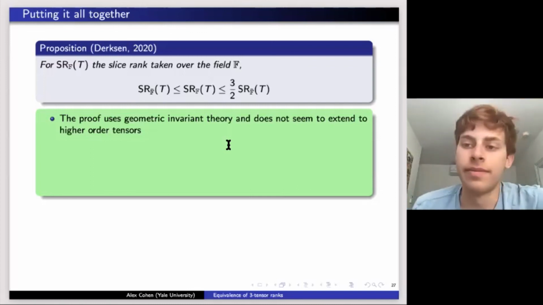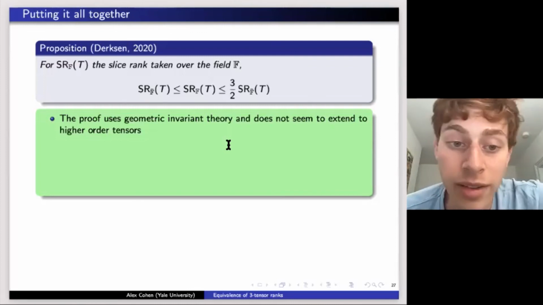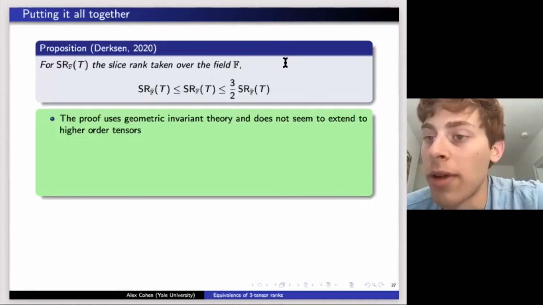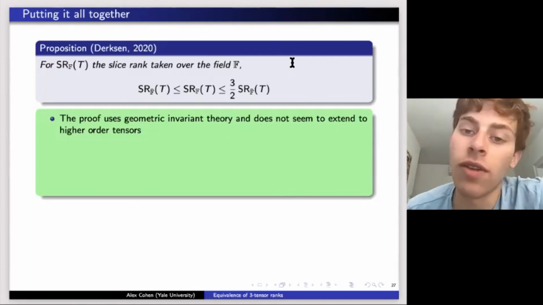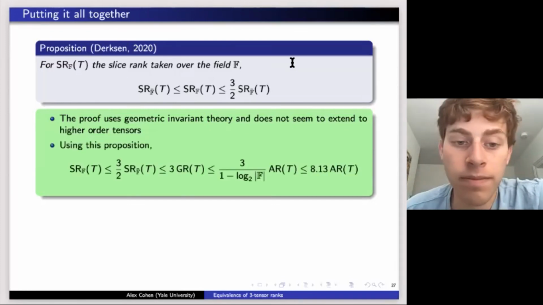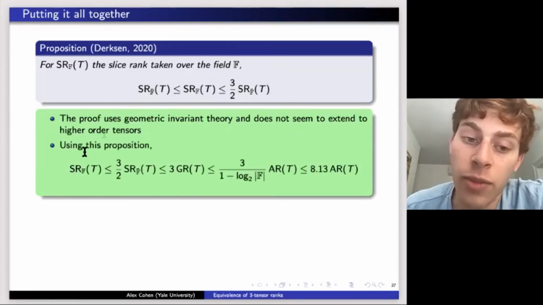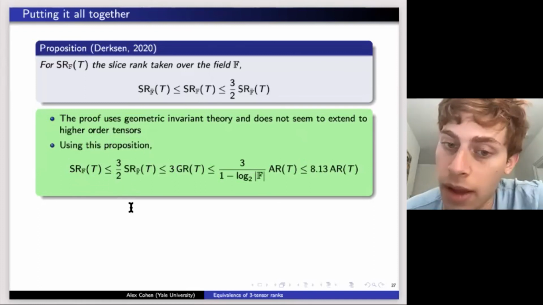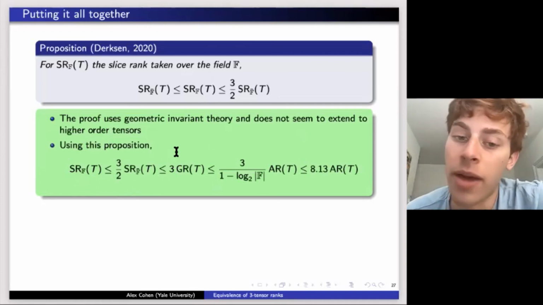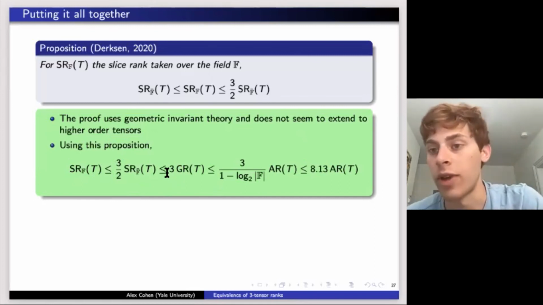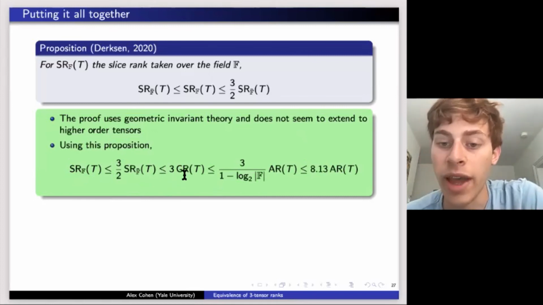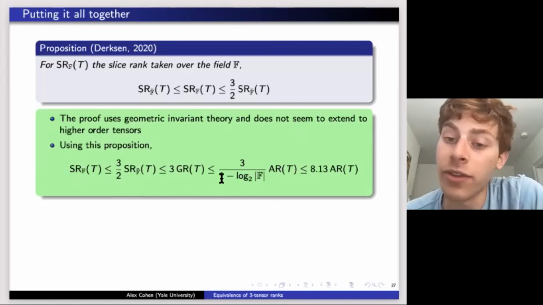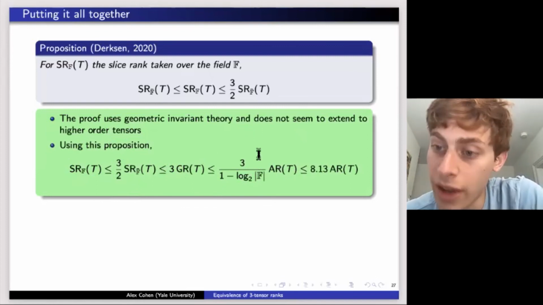which is very interesting and useful to us, because that shows that if we have a small slice rank decomposition over the extension, it's also small over the base field. So now we just chain together everything we've done. The slice rank over the base field is bounded by the slice rank over the closure, which is itself bounded by 3 times geometric rank. The 3 here is 3/2 times 2. That is then bounded by the analytic rank using the Schwartz-Zippel lemma and the point counting.